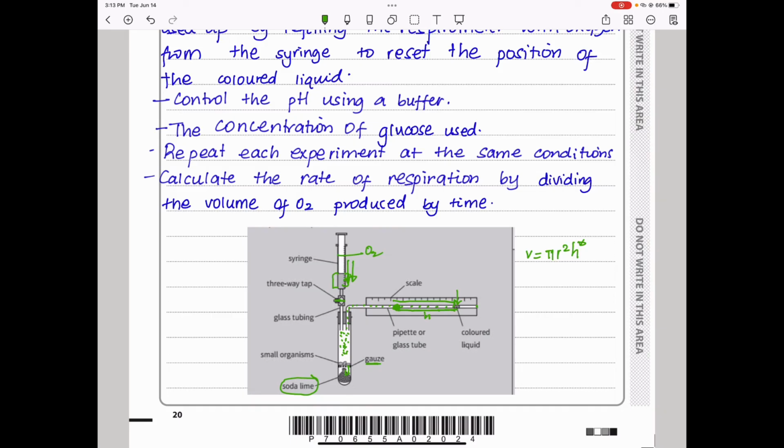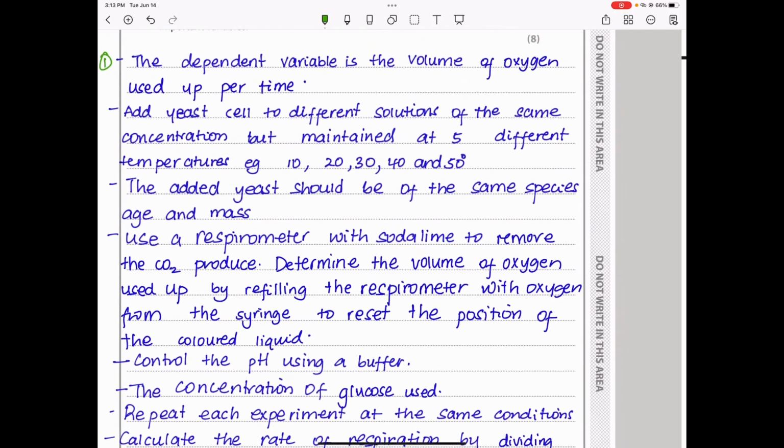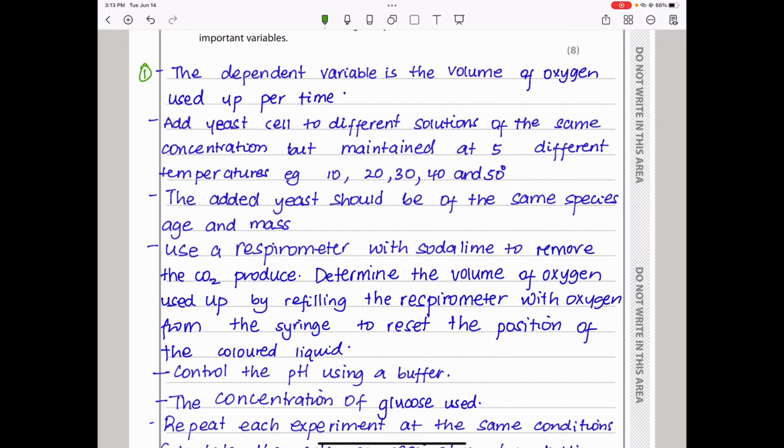Now that you have understood how the real experiment looks, I want to take you to the description. So the next part I said, add these cells to different solutions of the same concentration. Remember, they're going to be in different solutions of the same concentration maintained at 5 different temperatures. In this case, we are determining the rate of respiration and how temperature is going to affect it. So the added yeast should be of the same species, age, and mass. Yes, this is a variable we're trying to control.